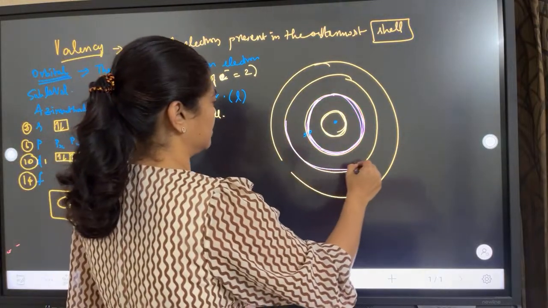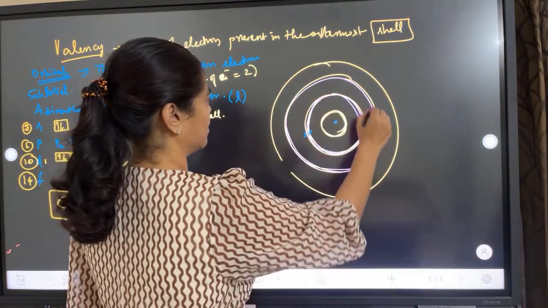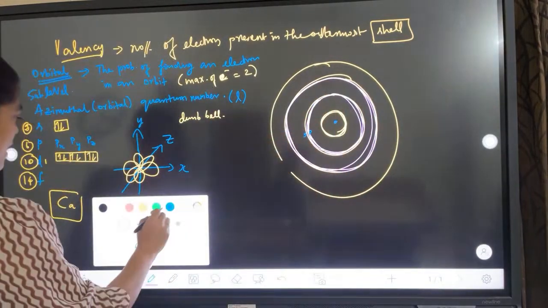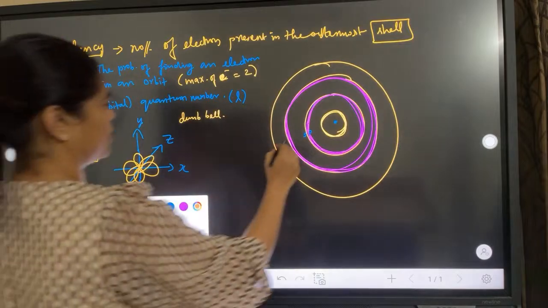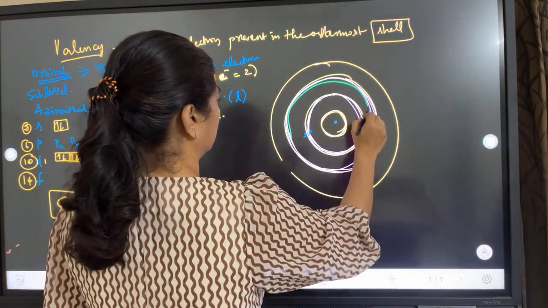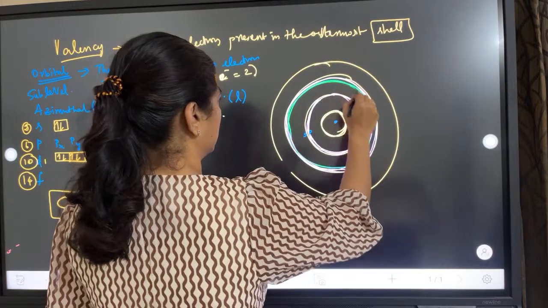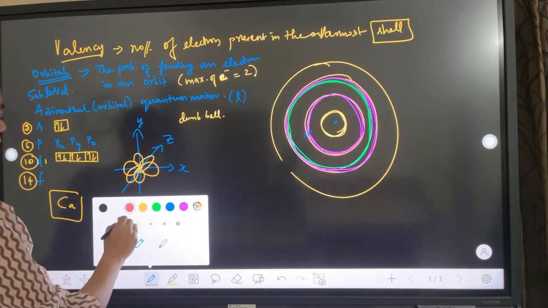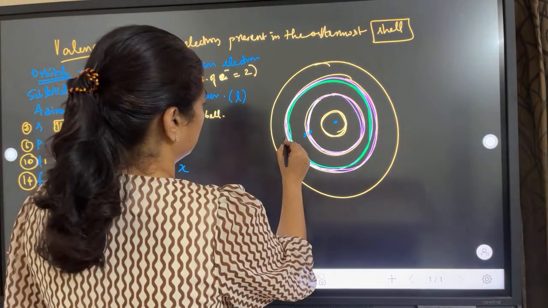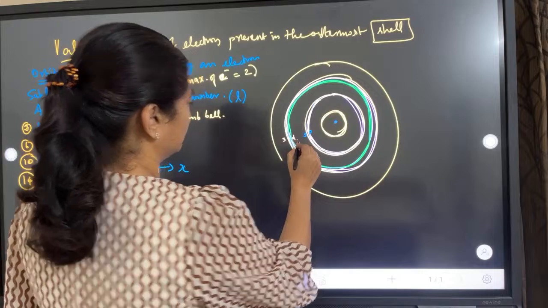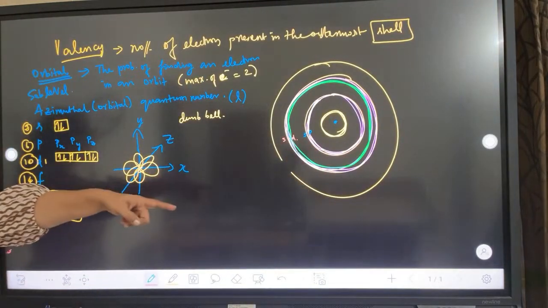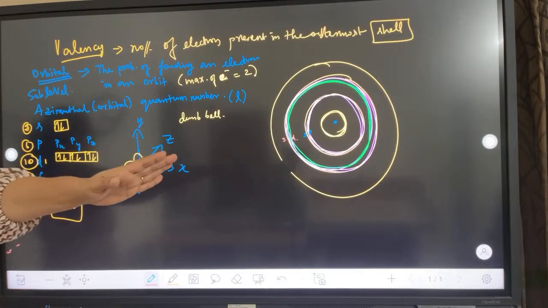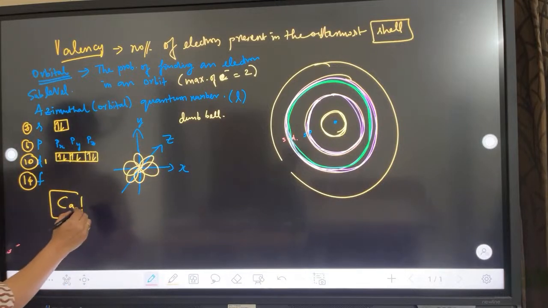See, for example, in the third orbit, 3 levels are there. So, what are the 3 levels? S, P, D. This is for the third orbit. I'm just changing the color for mentioning the 3 orbitals. In the third orbit, how many orbitals? S, P and D. Clear? In the fourth orbit, it will be S, P, D, F. Like that it will be. Clear? Yes. Okay. Now we will come to this calcium.